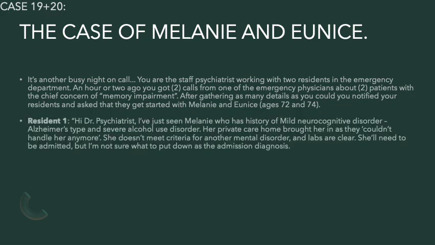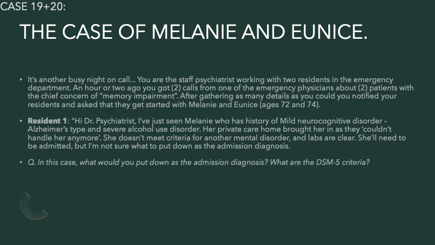Resident 1: Hi, Dr. Psychiatrist. I've just seen Melanie who has a history of mild neurocognitive disorder, Alzheimer's type, and severe alcohol use disorder. Private care home brought her in as they couldn't handle her anymore. She doesn't meet criteria for another mental disorder, and labs are clear. She'll need to be admitted, but I'm not sure what to put down as the admission diagnosis. In this case, what would you put down as the admission diagnosis? What are the DSM-5 criteria? Are there criteria?